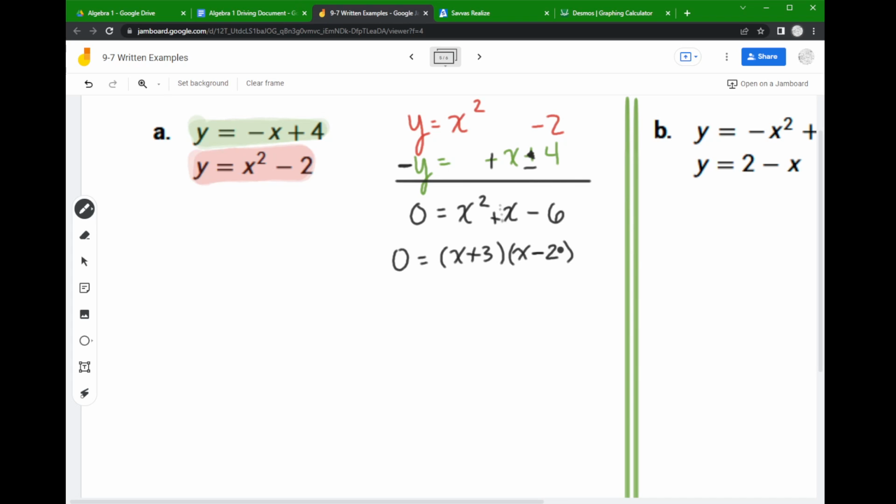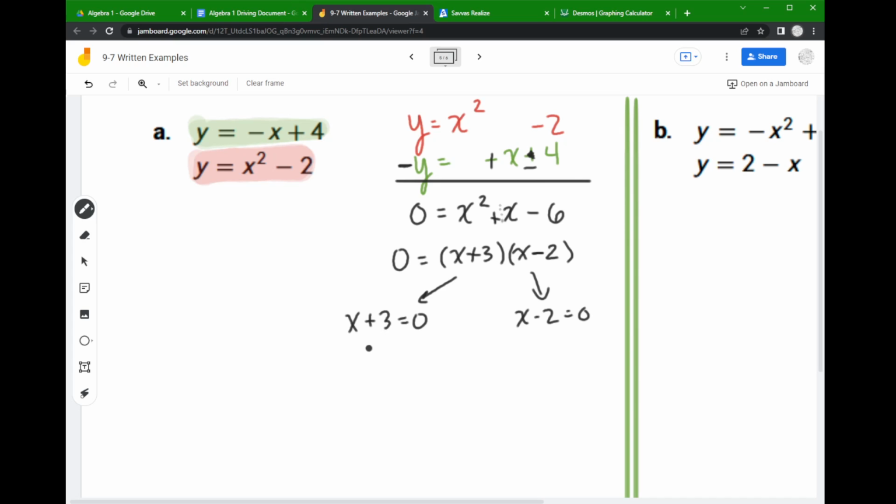Alright, so now that I've factored it, I'm going to use that zero product property, and I'm going to set each of these sets of parentheses equal to 0. So here I'm going to say x plus 3 equals 0, and here I'm going to say x minus 2 equals 0. And that's going to give me those two nice little mini equations so that I can get my x values.